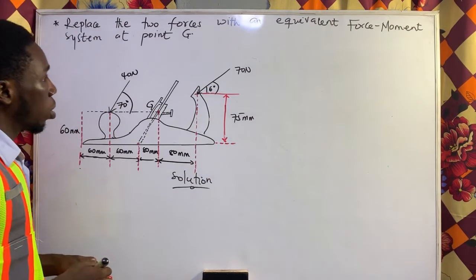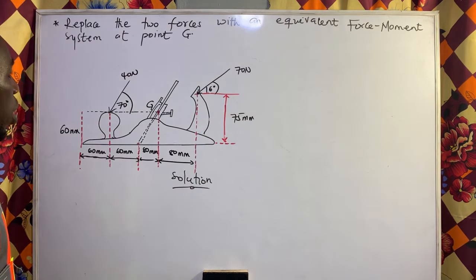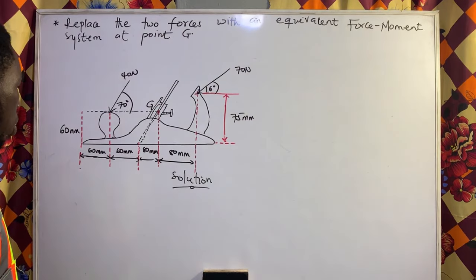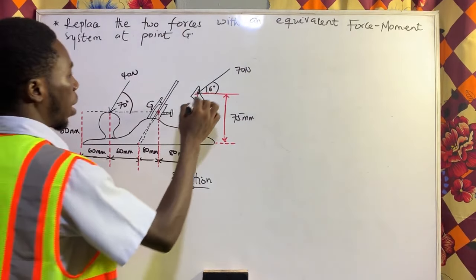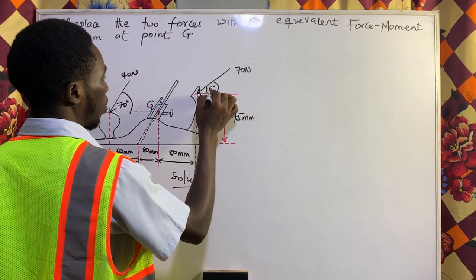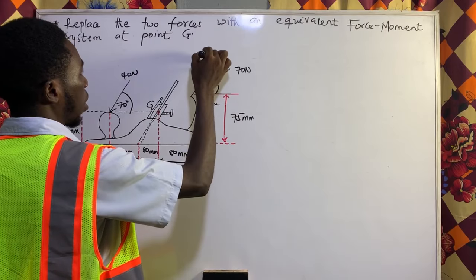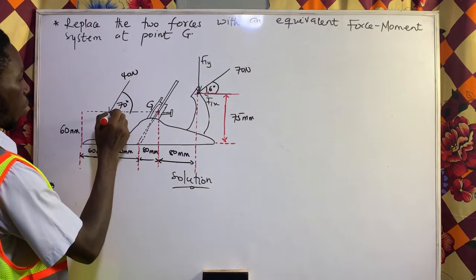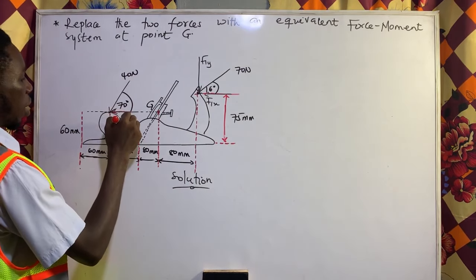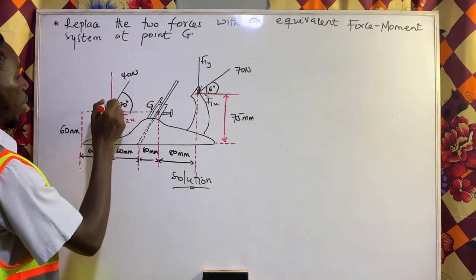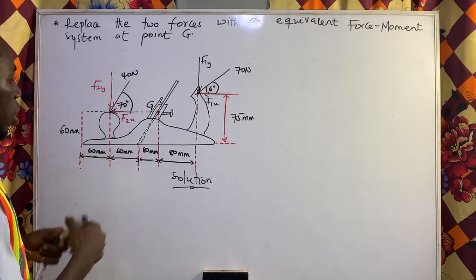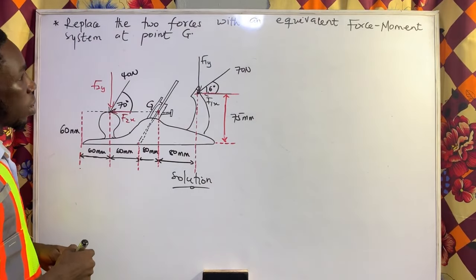Before you can get the resultant force, you must find the components of the 70 Newton force and the 40 Newton force. So let's name the x component of the 70 Newton force as F1x, and the y component as F1y. And let's name the x component of the 40 Newton force as F2x, and the y component as F2y. So now let's find these components. Let's start with the 70 Newton force.